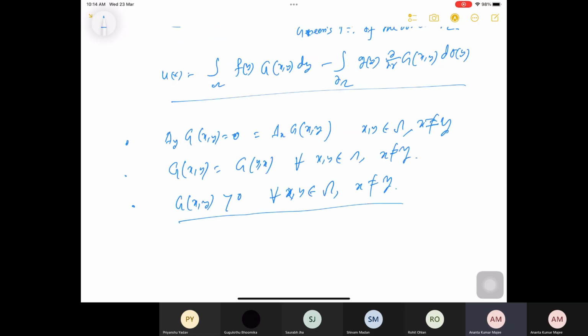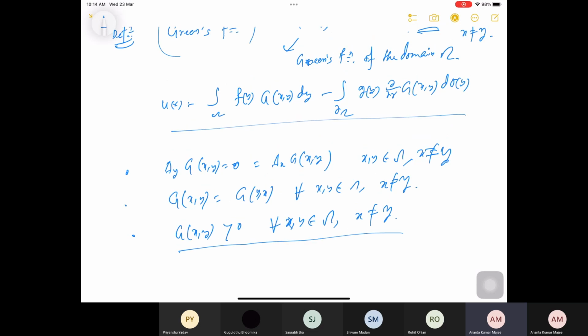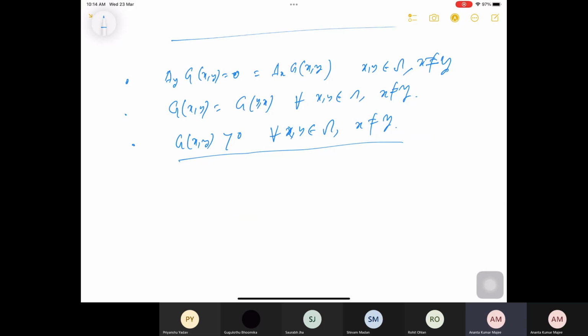I can say that I have a Green's function for my domain, and u(x), which is given by this form, will satisfy my problem. The Poisson problem: minus Laplace u is equal to f in Omega, and u is equal to 0 on the boundary of Omega. Now we try to find Green's functions for some special domains, in particular for R^n_+ and for the unit ball.